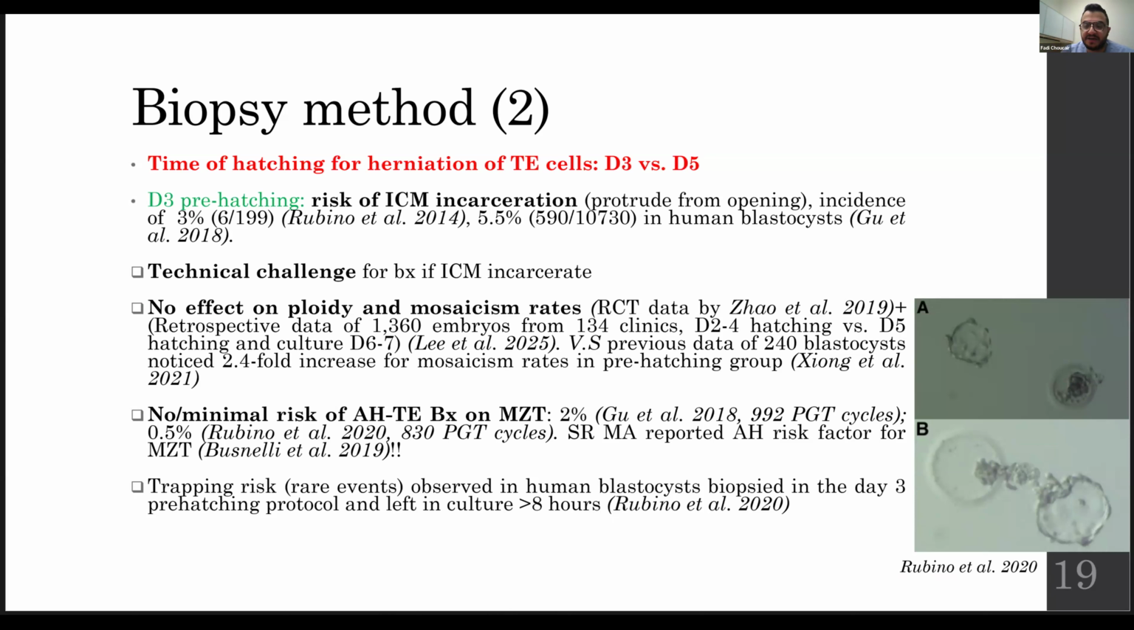So it's technically challenging. While robust studies found no effect on ploidy or mosaicism rate if we hatch on day 3, only one study reported an increase in mosaicism with pre-hatching. Also, there's no or minimal risk of monozygotic twins, around 0.5 to 2% risk with pre-hatching on day 3. But we need to emphasize that a recent meta-analysis reported that assisted hatching by itself increases the risk of monozygotic twins.